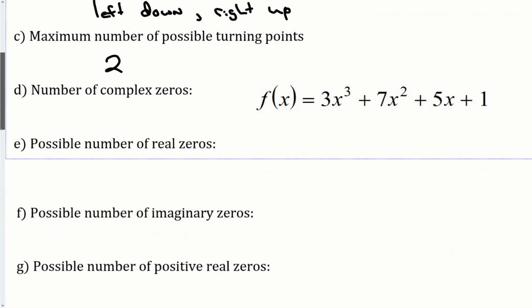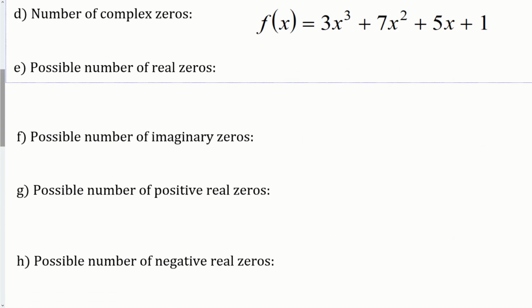All right, so the number of complex zeros. Basically what this is asking us is how many answers could this have? And like we just talked about from the fundamental theorem of algebra, this could have 3 answers because it's to the 3rd power. Now, here's where we have to use a little logic. How many of those answers could be real? Well, all of them could be real, right? Because you can have a third degree polynomial that crosses the x-axis 3 times.